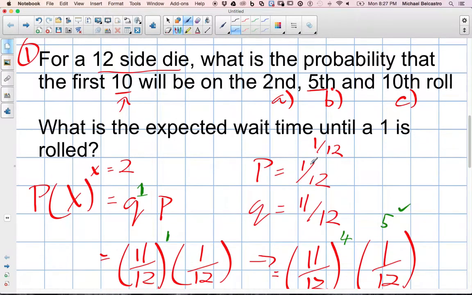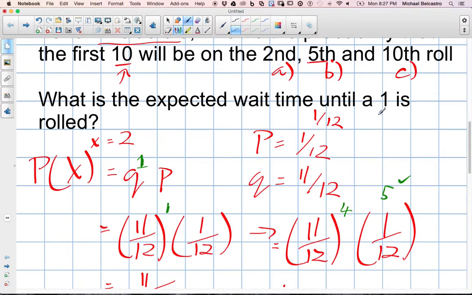So on the 12th roll, we expect to reach number 1, and that kind of makes sense. You have a 1 in 12 chance. So by the 12th roll, you would expect it to have reached a 1. You should have reached it by that time. And that's what they mean by wait time.